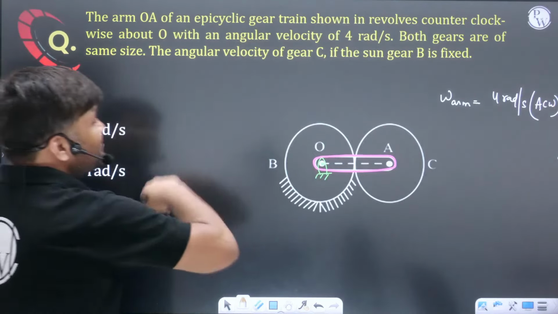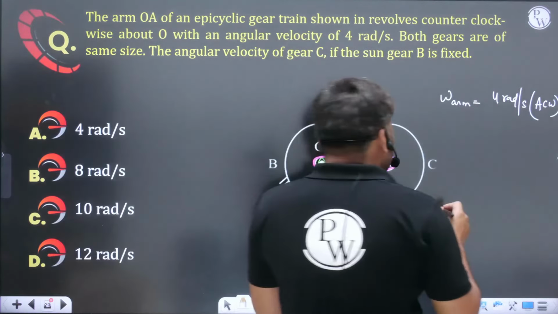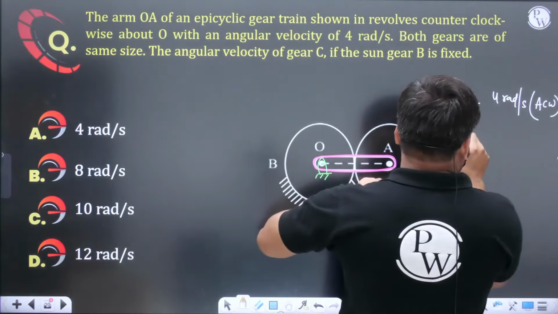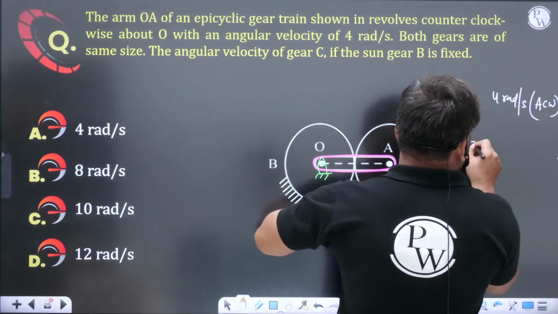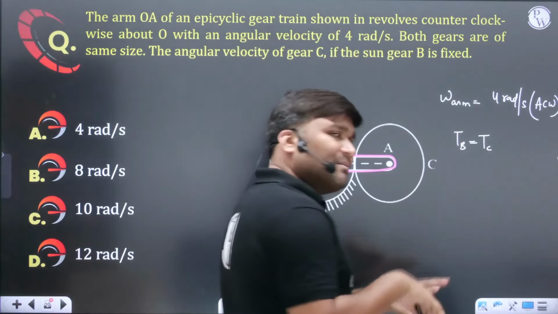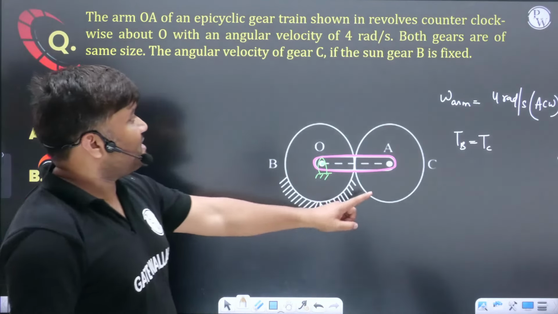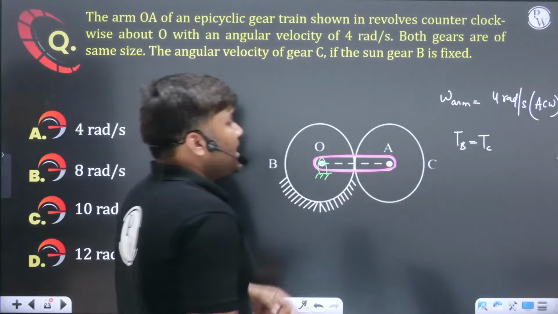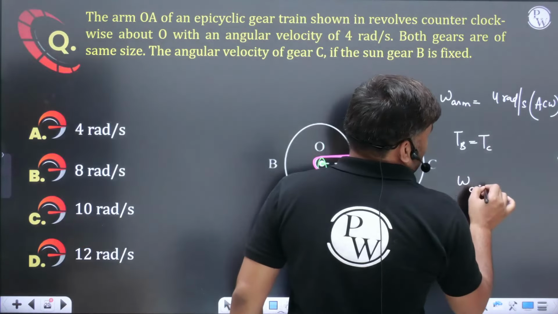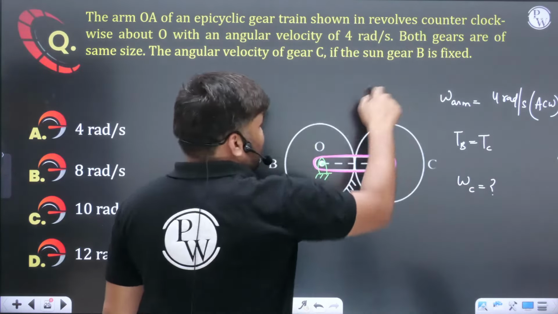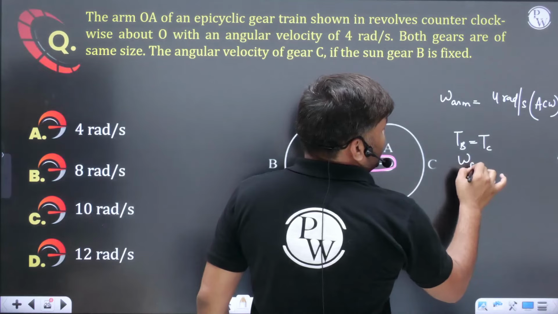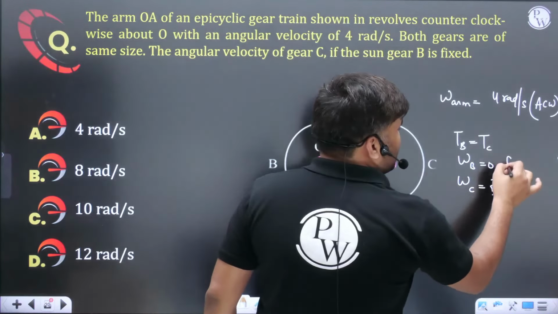Both gears are of the same size. That means gear B and gear C have the same teeth. Same size, same teeth. They are asking the angular velocity of gear C, which you have to calculate if gear B is fixed. Angular velocity of gear B is zero, this is fixed.